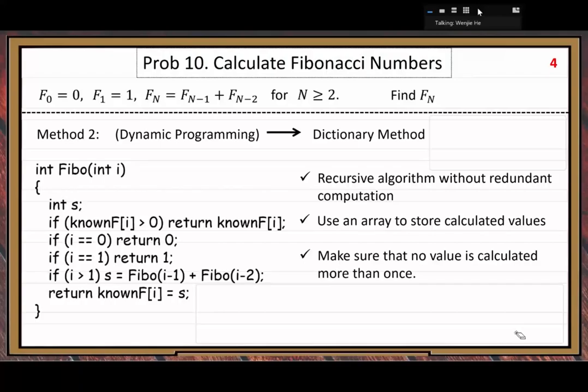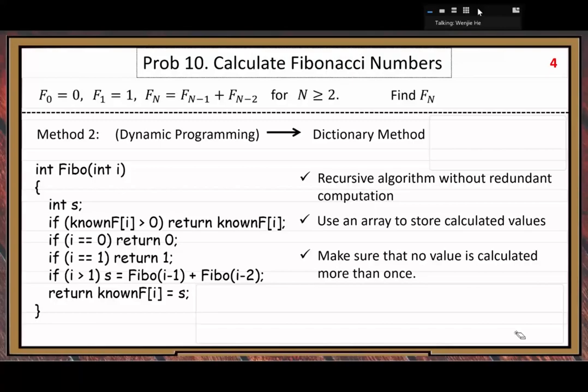We need to do a little more work, but the result is huge. The improvement is huge. So we initialize an integer variable s, a temporary variable s, to store the temporary result.